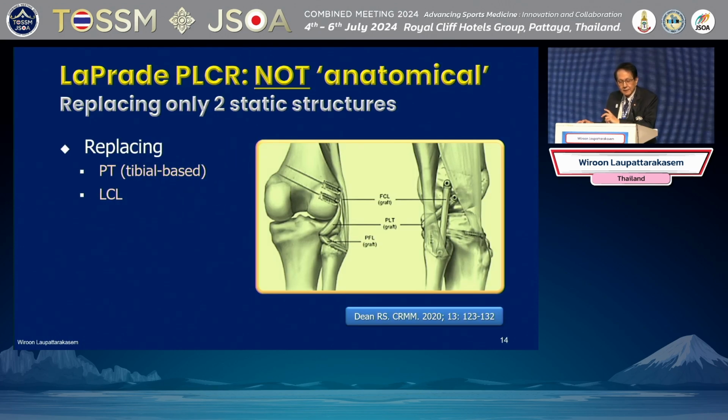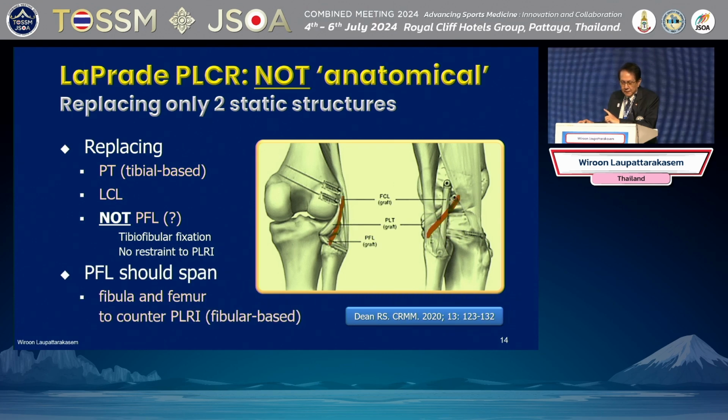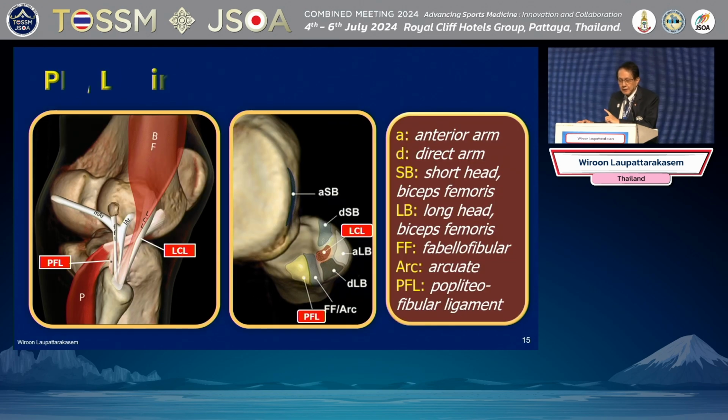So the LaPrade procedure replaces only the popliteus tendon and LCL. But the popliteal fibular ligament, it combines between tibia and fibula, so it's not really the anatomical replacement of this ligament. To have effect, the popliteal fibular ligament must join between the fibula and the femur itself. This is a fibular-based reconstruction.